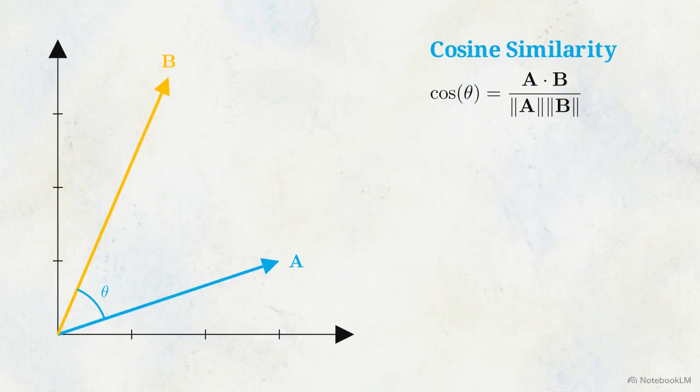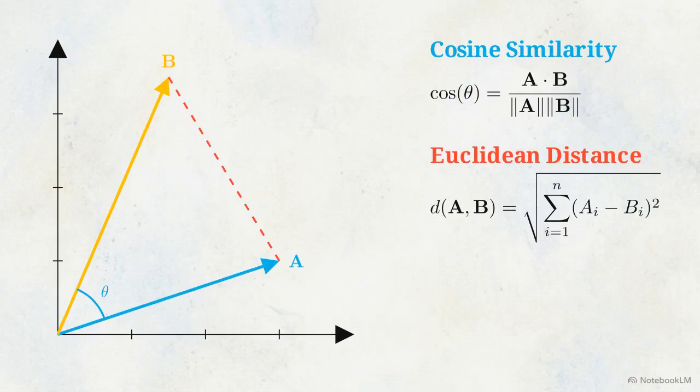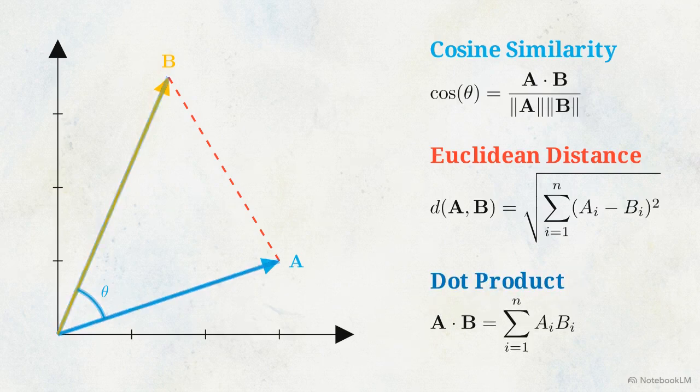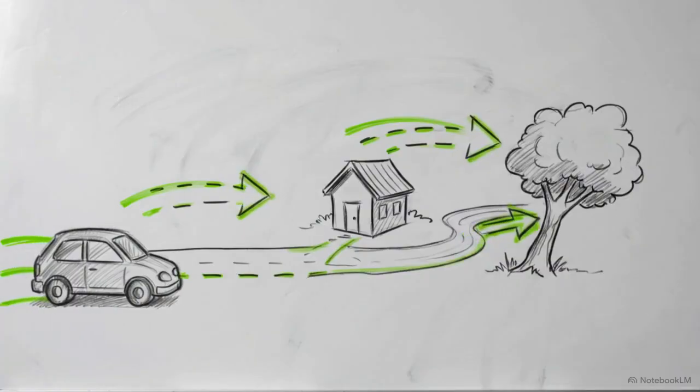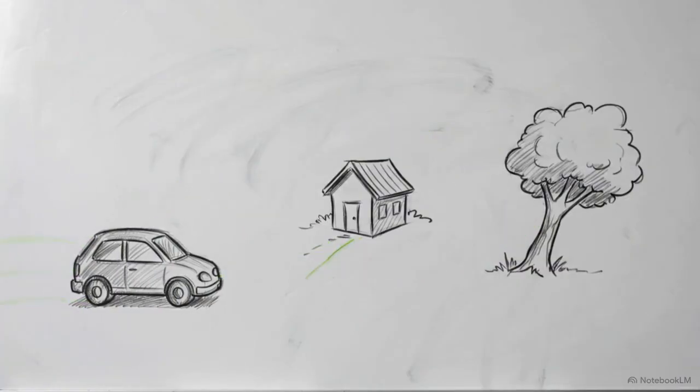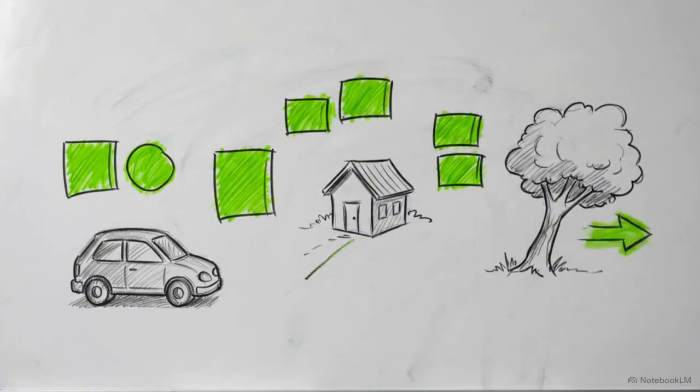It measures the angle between vectors, which is highly effective for matching text meaning regardless of how long the actual documents are. There is also Euclidean distance, which calculates the straight-line physical distance between points and is sensitive to magnitude, as well as dot product, which factors in both the angle and the magnitude. These metrics provide a numerical score for similarity, allowing a machine to quantify and compare relationships between complex concepts.